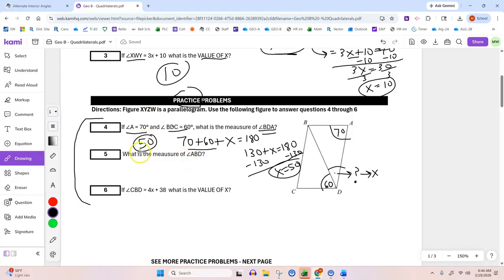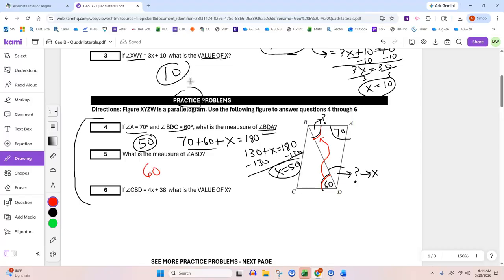Okay, so now we're going to be looking for measure ABD. So ABD is this one right here. So what is this one equal to, right? Well, remember, we already know that if this one right here is 60, that the alternate interior would be the same. So this is going to be the same as that. So that's very easy, right?